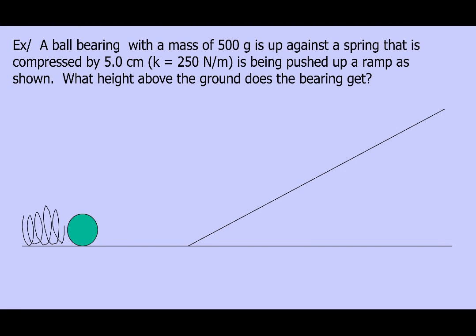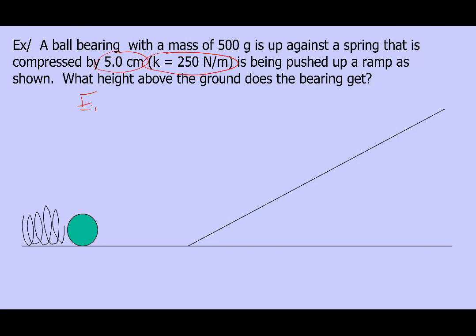So a ball bearing of mass 500 grams is up against a spring that's compressed the way that it shows right there, and then it's going to be released and go up the ramp, and it says what height does it get up the ramp. That's what we're going for here. It gives me the stiffness of the spring that it is compressed against, and it also gives me how much that spring is compressed.